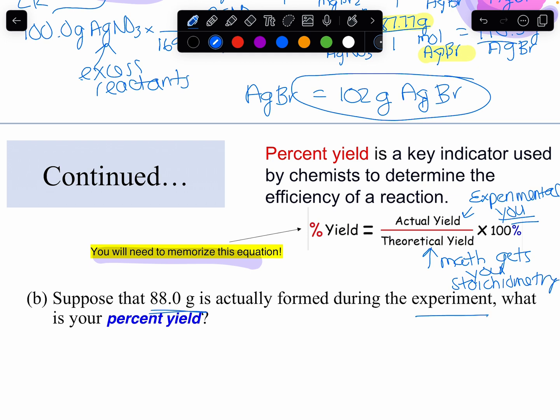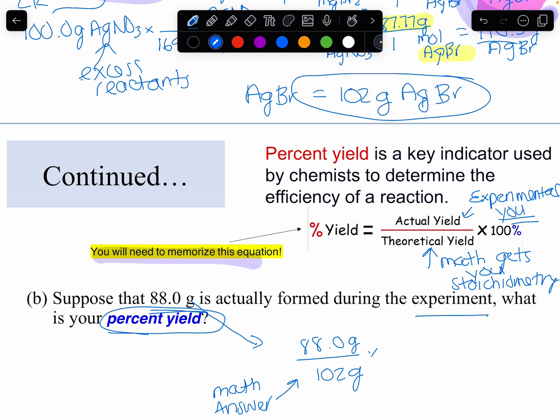So this question here is, suppose you have 88 grams during the experiment that we just calculated. What is your percent yield? So what you're going to do is you're always going to be given the number that you put on the top, the experimental. And what goes on the bottom is what your math answer is. And above our answer was this 102 grams. Okay? Multiplied by 100. So you're going to divide and multiply by 100 here, and you're going to get 86.3%.